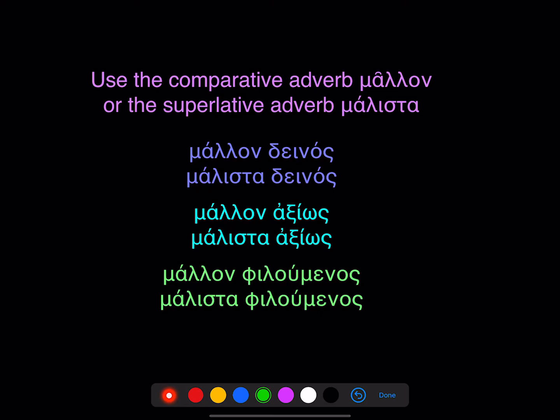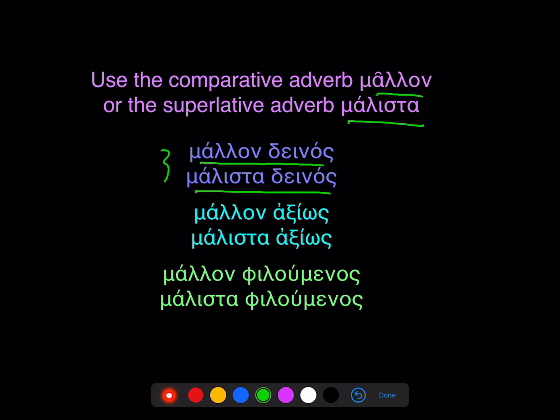Now, the easiest way to form a comparative or superlative adjective or adverb is to just use the positive degree that we already know, along with the comparative adverb malon or the superlative adverb malista. So let's look at an example first with just an adjective. Denos, clever. So malon denos means more clever, cleverer, rather clever. And malista denos means very clever, cleverest.